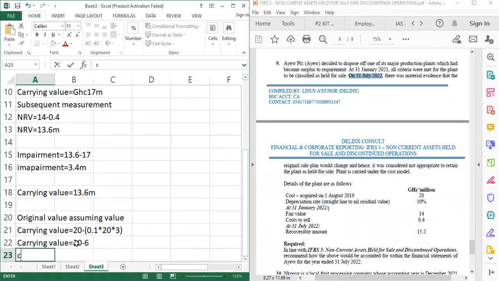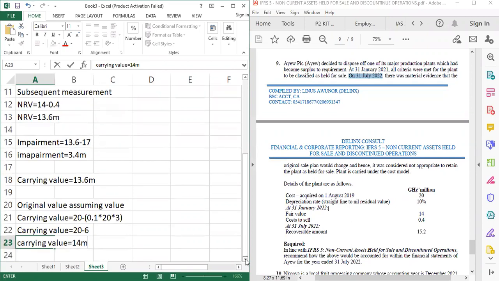So that will give us a carrying value of 14 million, assuming the classification was not done. So our value should have been 14 million. What is our carrying value now? 13.6. So what are we going to do to make it the 14 million?